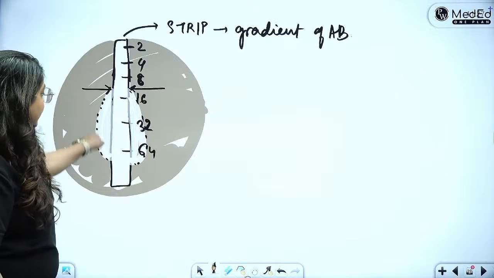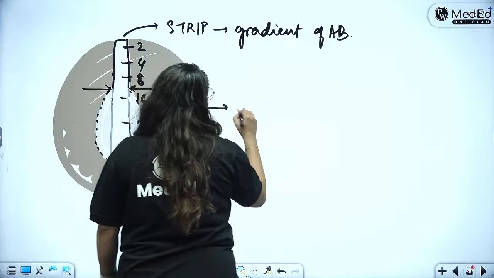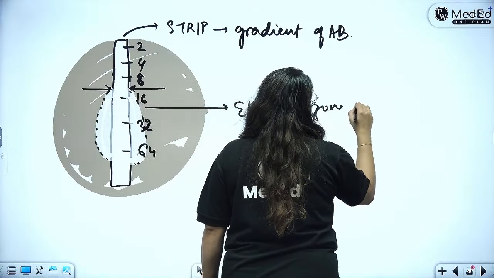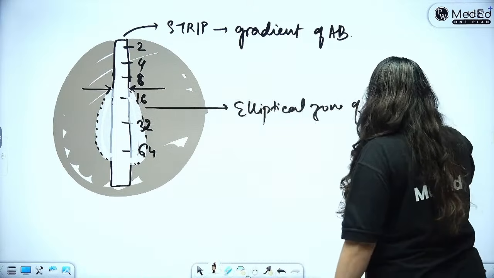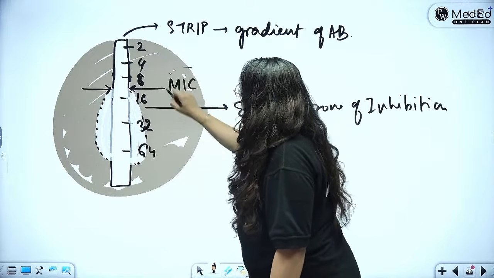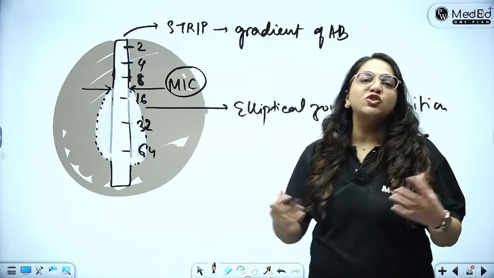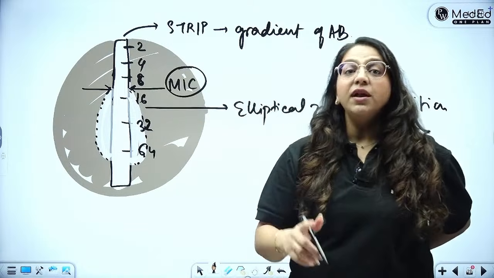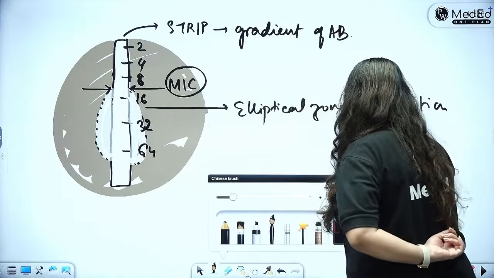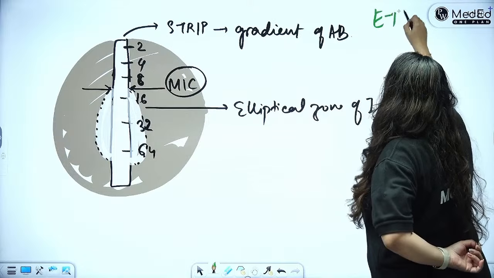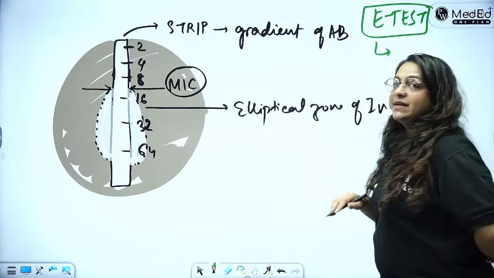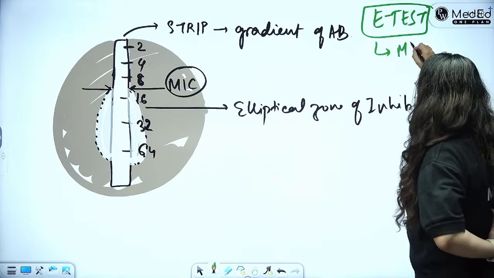So what is this zone? It is the elliptical zone of inhibition. And this point at which it started, what is it telling me? This point is giving me the MIC value. So it is like the best of both worlds. It is like disc diffusion but giving me the MIC. So what is this test called? This test is called the E-test. So it is the best of both worlds. It is MIC by diffusion.